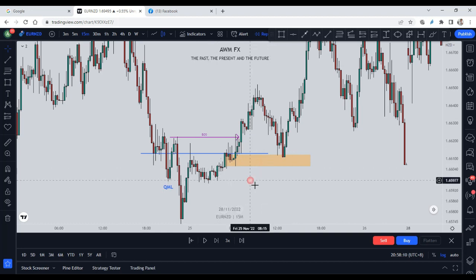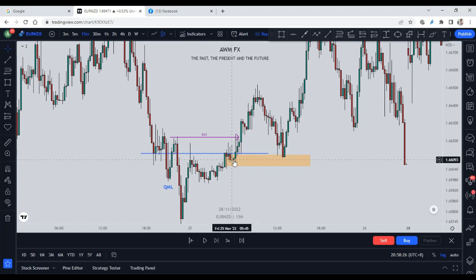How about this? Yes, all these are possible entry areas. They are still fresh, and they are still able for you to trade. But which one is the more significant one? This will be the decision point.